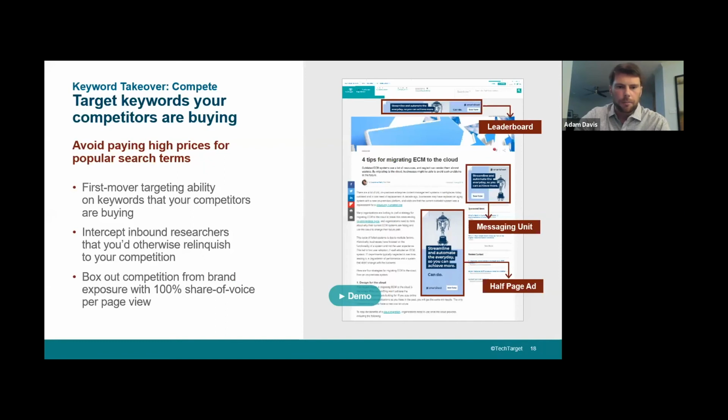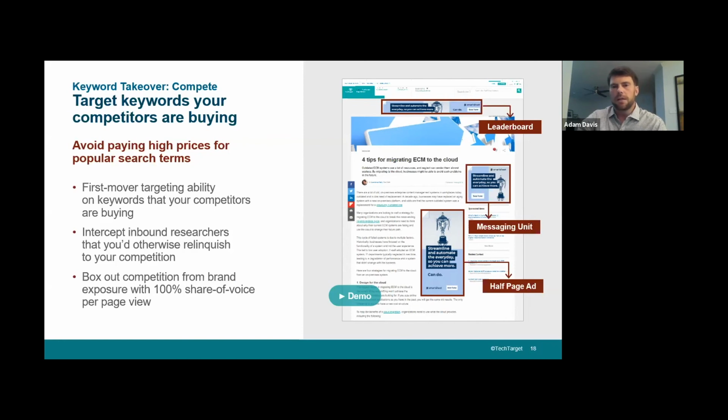So again, we want to make sure we're hitting the right audience at the right time. Some of the innovation we're adding onto these offerings deals a lot with the competitive space. So we understand a lot of what's going on. We understand the data.